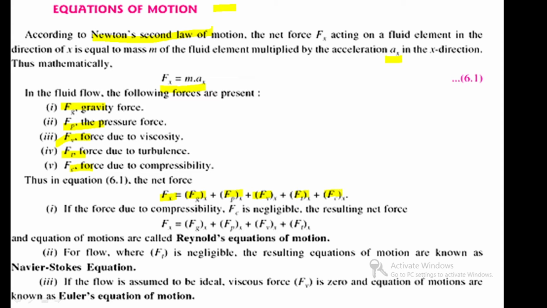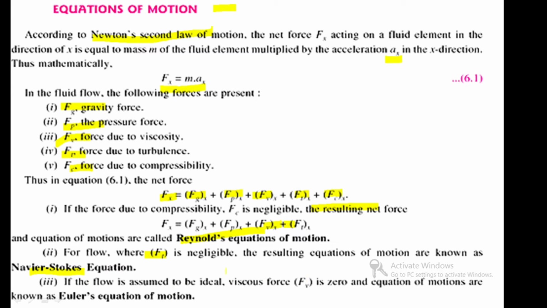Okay, if the force due to compressibility is negligible, the resulting force is... why is it negligible? For incompressible flow there is no compressible force, so Fc is negligible. So Fx equals Fgx, Fpx, Fvx and Ftx. This equation of motion is also called the Reynolds equation of motion. For flow where Ft is negligible, the resultant equation of motion is known as the Navier-Stokes equation, right? If the flow is assumed to be ideal, the viscous force is zero and the equation of motion is Euler's equation.